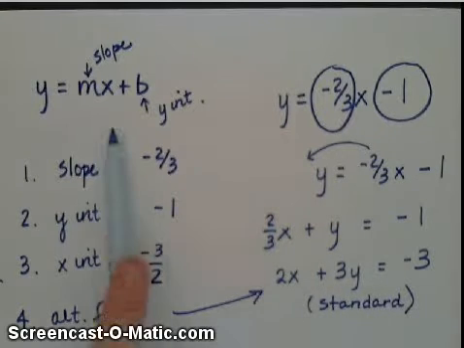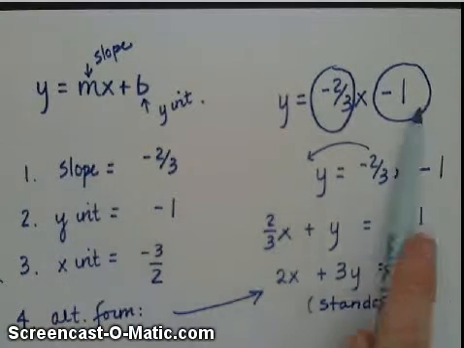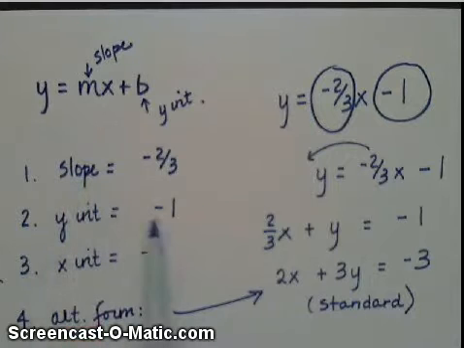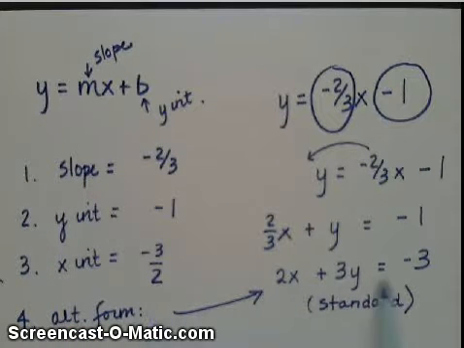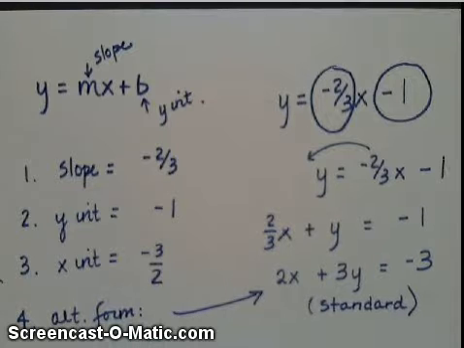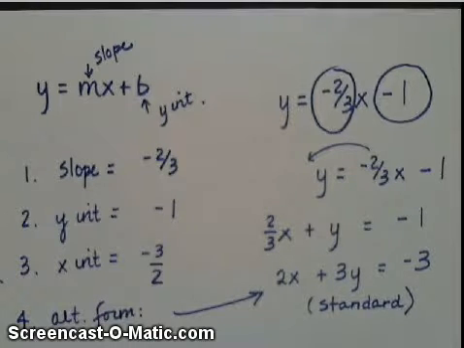So again, this is a y equals mx plus b equation. It is easy to find the slope. It's easy to find the y-intercept. It is easy to change it into an alternate form, the standard form, and then from there, easy to get our x-intercept. Okay, let's try a second example now.